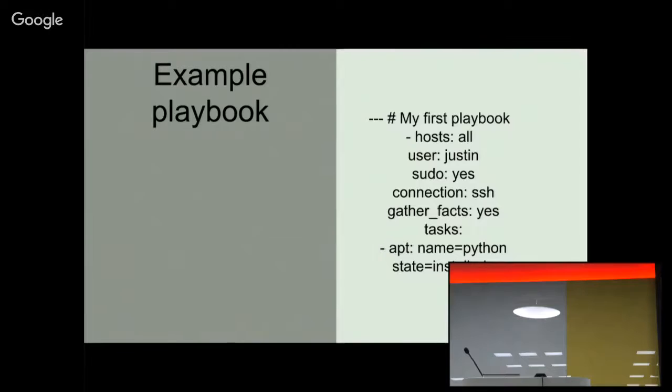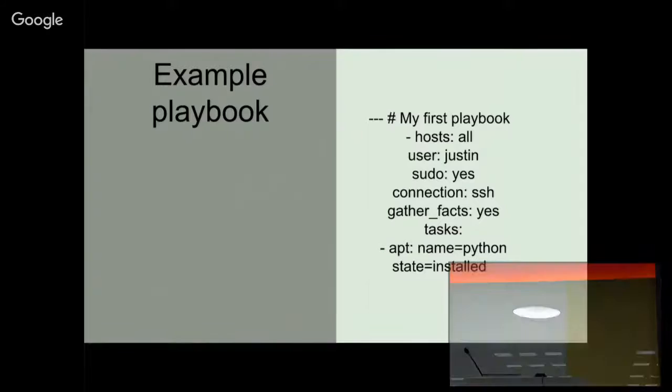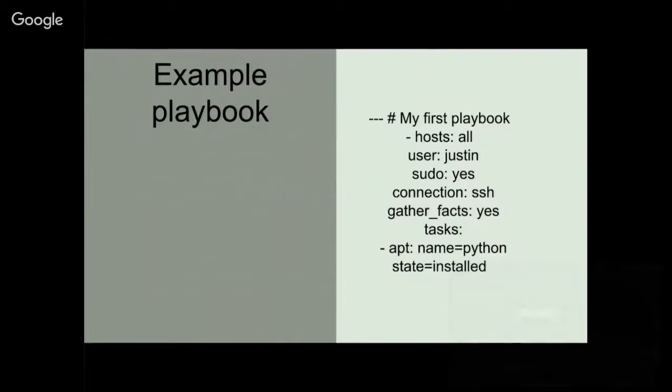You can define what connection you want to use. There are three types of connections in Ansible. You can use local, which means it's performing on the local machine. You can use Paramiko, which is a Python framework to scrape and manipulate SSH. And this is SSH, which is the most efficient. Now, gather facts.